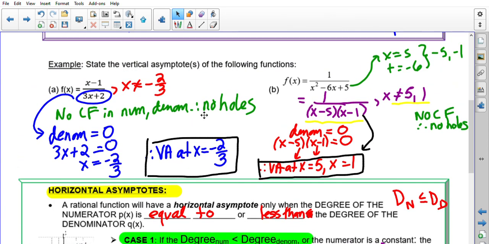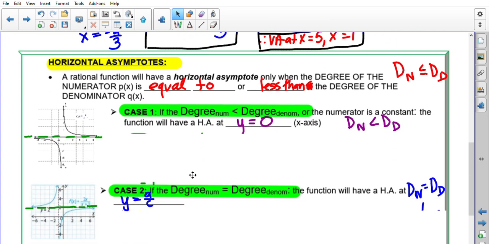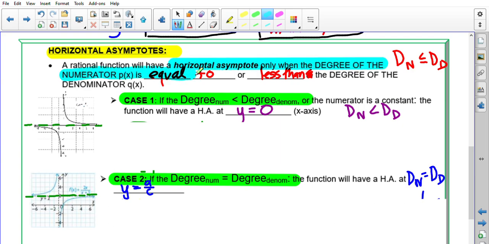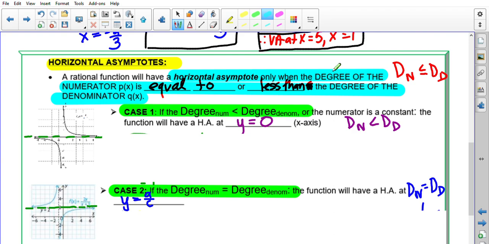Okay, now that we're done with holes and vertical asymptotes, we're going to go on to horizontal asymptotes. All right, so a rational function will have a horizontal asymptote, and let's highlight this, only when the degree of the numerator, p of x, is equal to or less than the degree of the denominator, q of x. Please highlight that. Another way of writing that out in little math short forms is what I have at the side here. So the degree, I use capital D, of the numerator, so a subscript n, is less than or equal to the degree of the denominator. I use this notation a lot for short form.